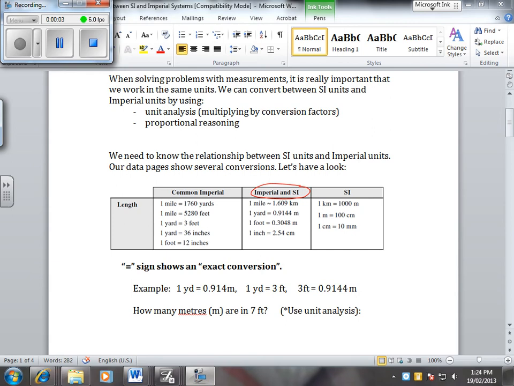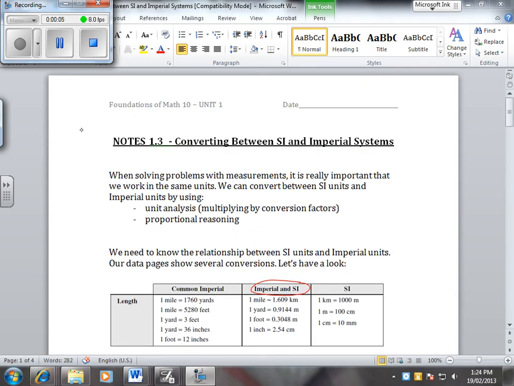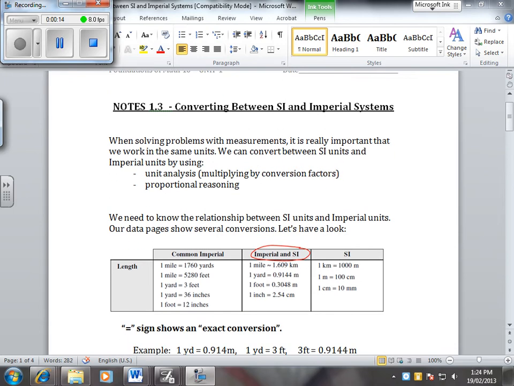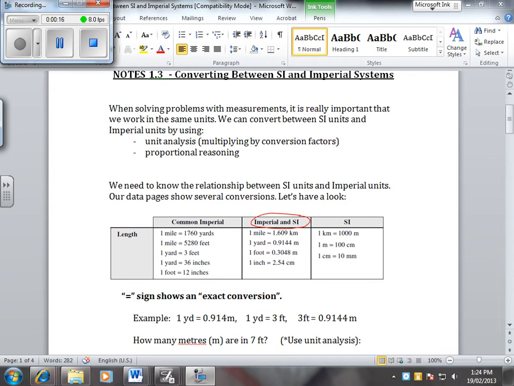Okay, so the last few lessons we've been working with SI units and imperial units and then different conversion factors, and this time we're going to work on converting SI and imperial factors or systems into each other.